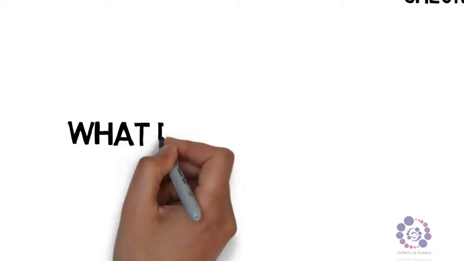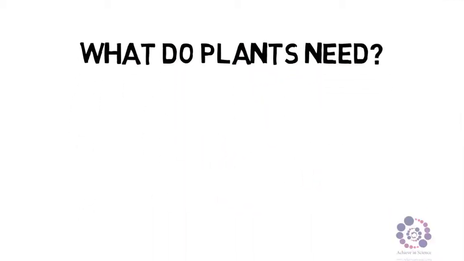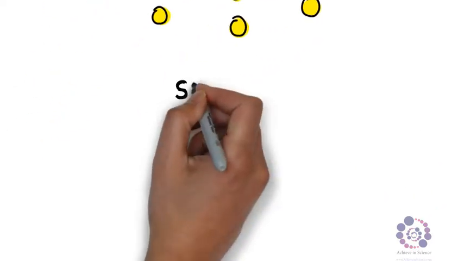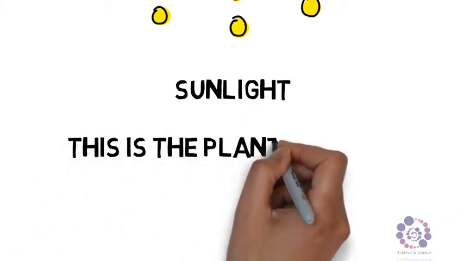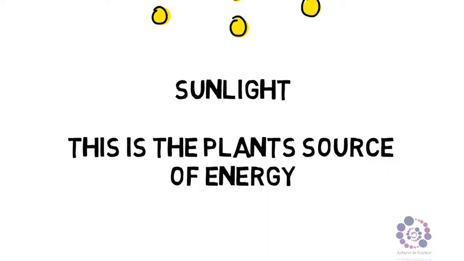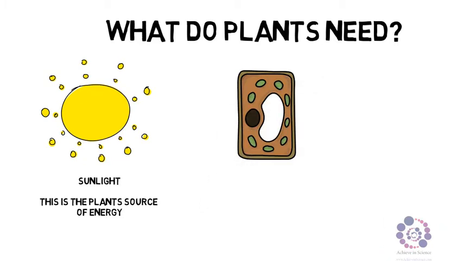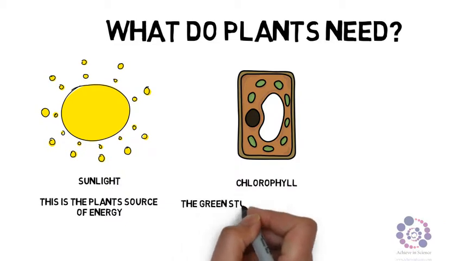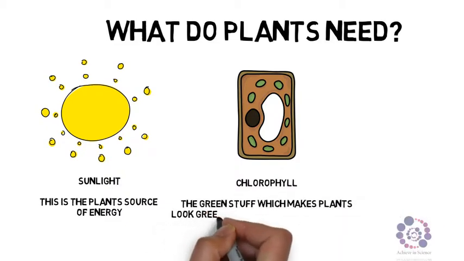Now for photosynthesis to occur, a plant needs a few different things. First of all, as we've said, it needs sunlight. It needs sunlight because this is the main source of energy for the plant. Secondly, within the chloroplast, there is a pigment called chlorophyll. This is the green stuff. This makes the plant look green. This is required to trap the sun's energy.